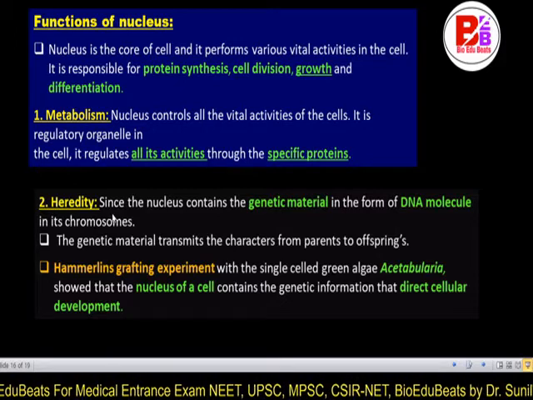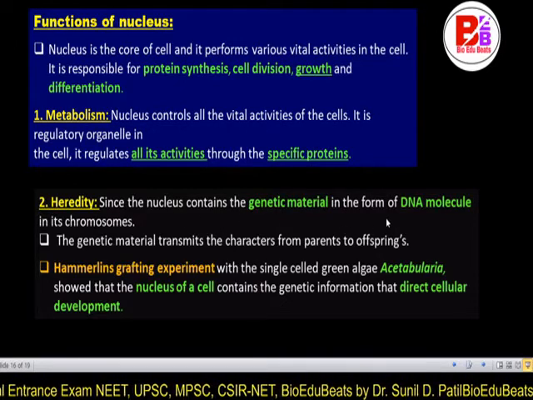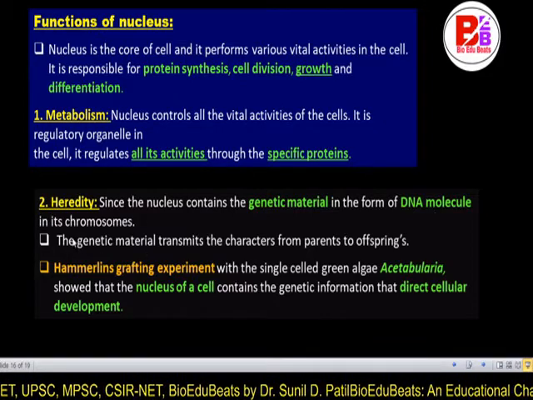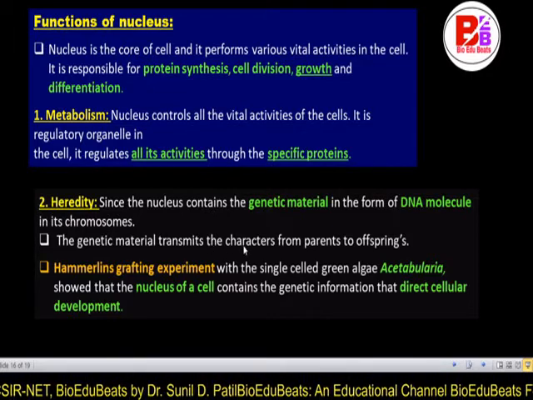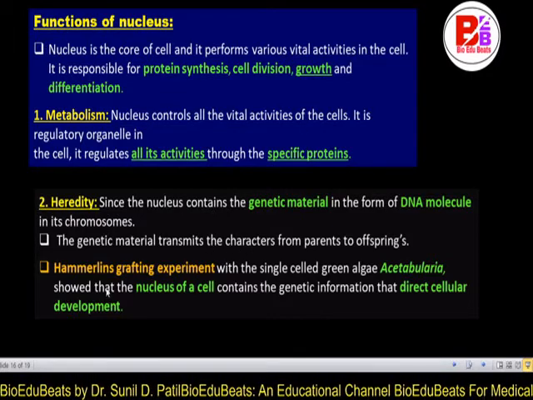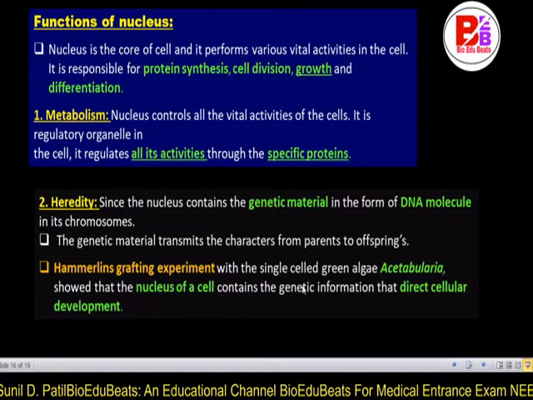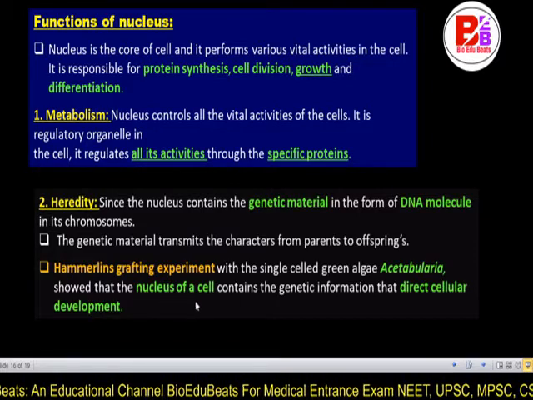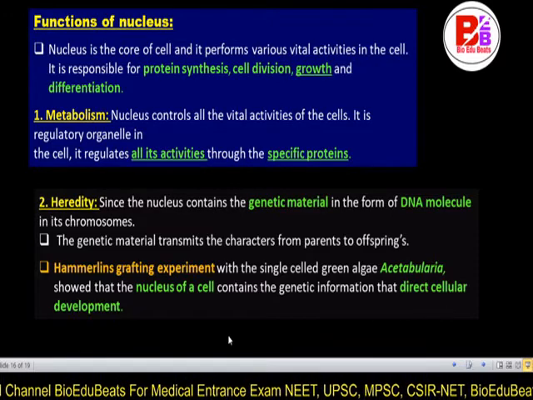Second function, heredity. Since the nucleus contains the genetic material in the form of DNA molecules in its chromosomes, the genetic material transmits the characters from parents to offspring, or from one generation to the next generation. The Hammerling grafting experiment with the single-cell green alga Acetabularia shows that the nucleus of the cell contains the genetic information that directs cellular development.